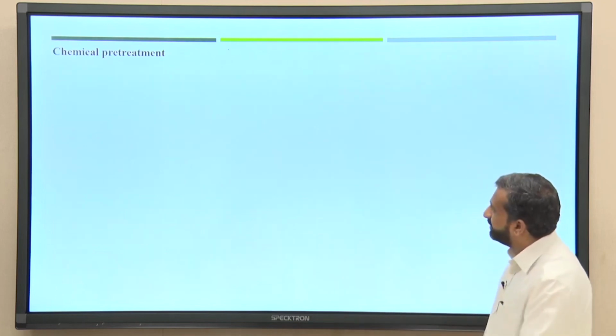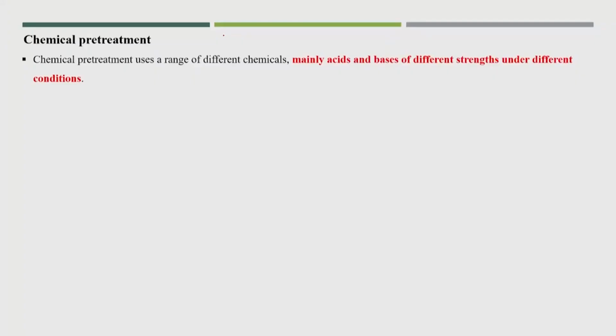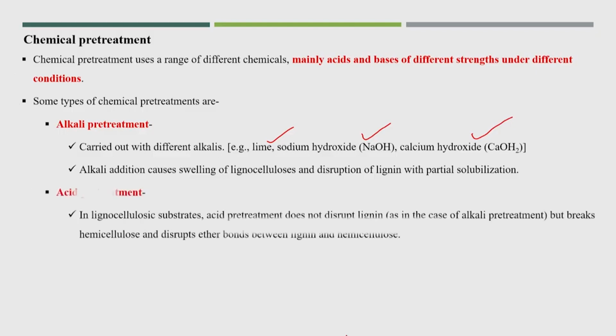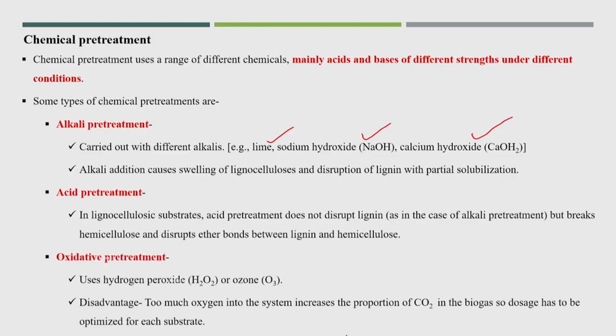Now, next is the chemical pretreatment. So, chemical pretreatment uses a range of different chemicals, mainly acid and base of different strength under different conditions. Some types of chemical pretreatments are alkali pretreatments, where we can use lime, NaOH, calcium hydroxide. By addition of these chemicals, we can have the pretreatment process. Acid pretreatment: in acid treatment we can use different acids for the degradation process, and some oxidative pretreatments are also possible by adding hydrogen peroxide, even ozone.